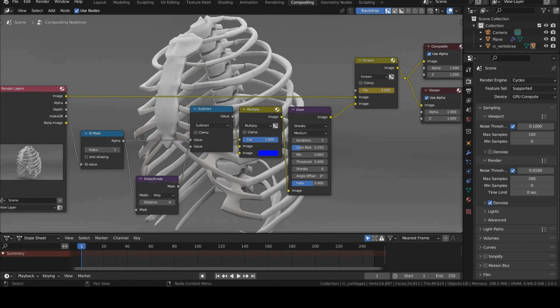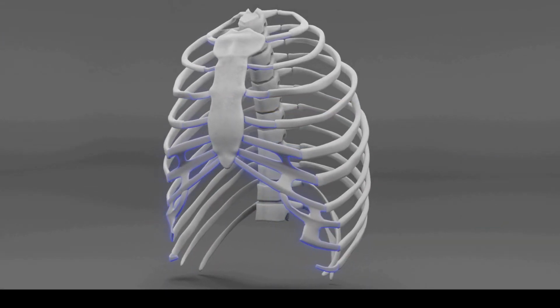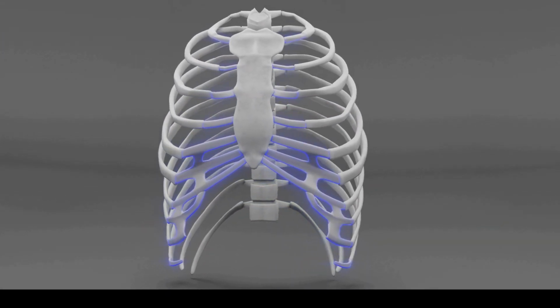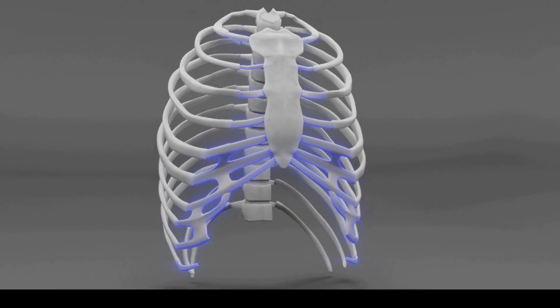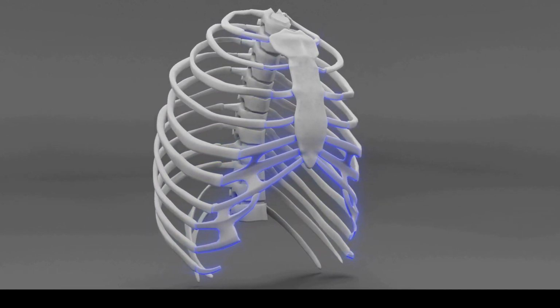So here is the final result, with the edges of the object we selected clearly highlighted, colored and with a subtle glow. I hope you found this tutorial helpful.